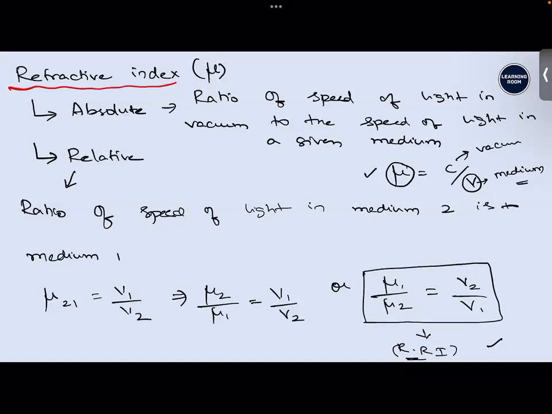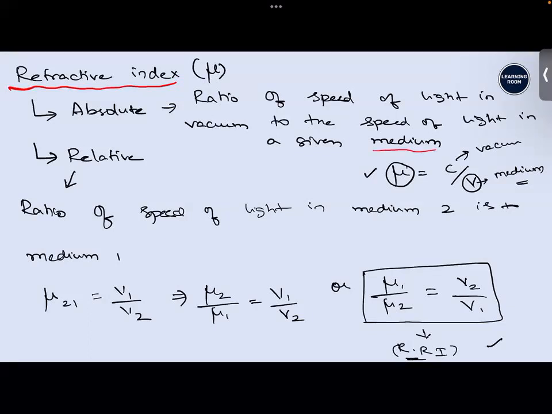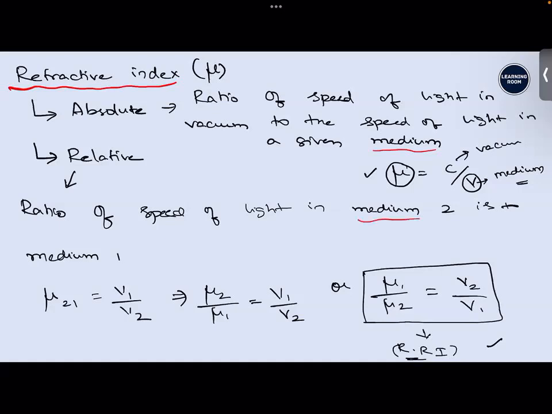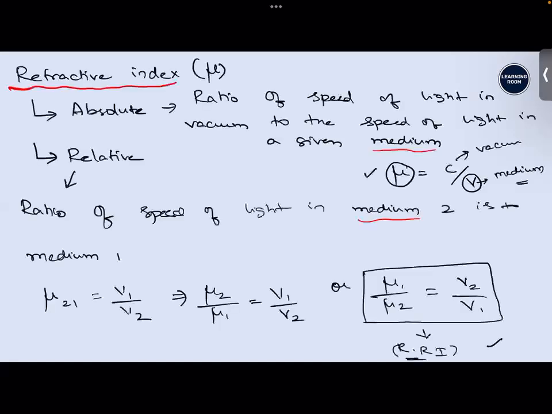So how do you define this refractive index? It is defined as the ratio of speed of light in vacuum to the speed of light in a given medium. That is for absolute, and for relative, it is speed of light in one medium with respect to the speed of light in the other medium. Is there any doubt till this point? Shall I proceed?